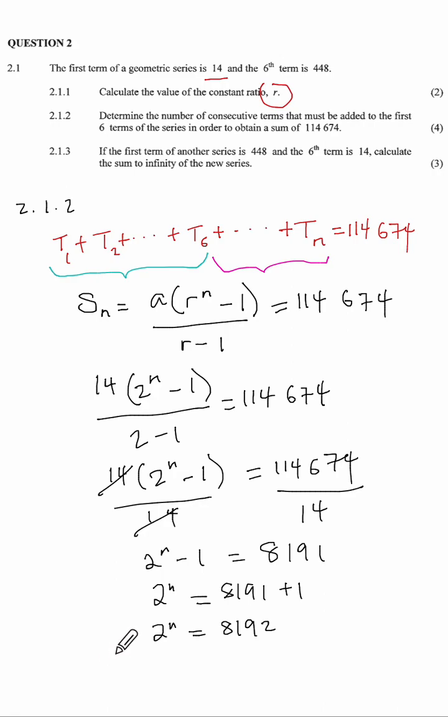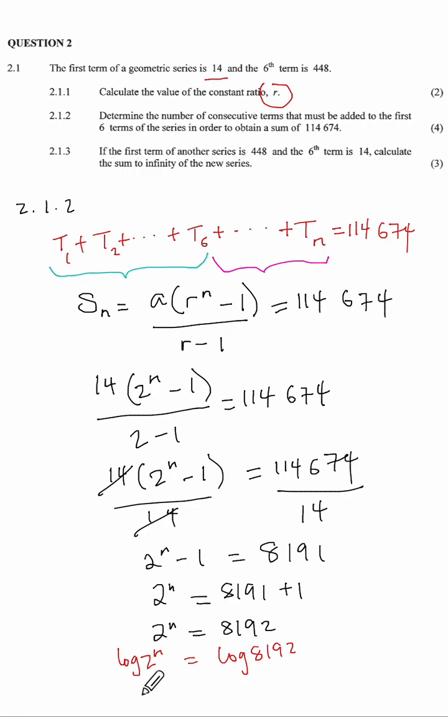So then we know that if the unknown, like in this case, the unknown is n, which we want to find, it's an exponent, it's on the power. For us to solve that, we need to use logarithms. So we introduce logarithm on both sides. I'm just going to introduce log: log 2 to the power of n is equal to log 8192.